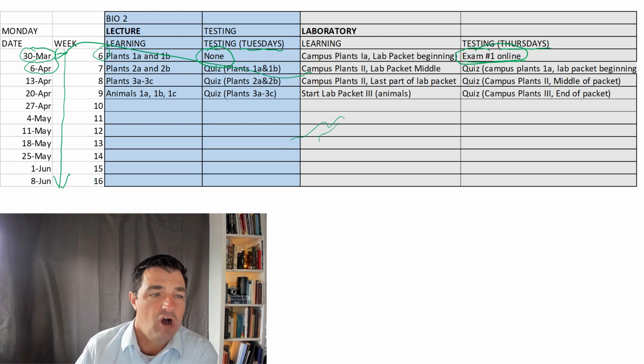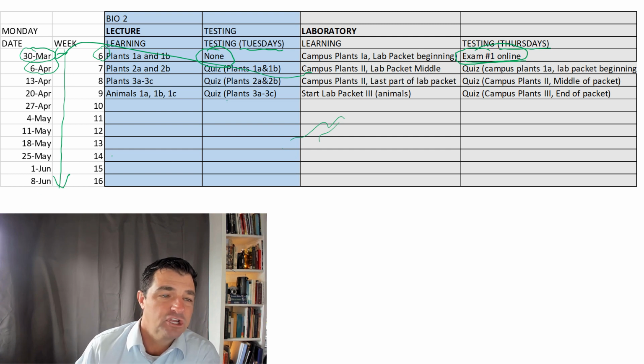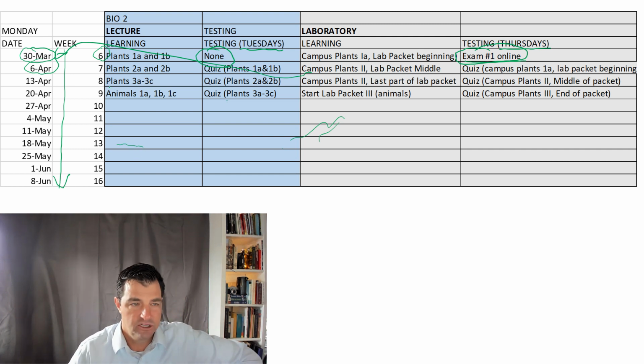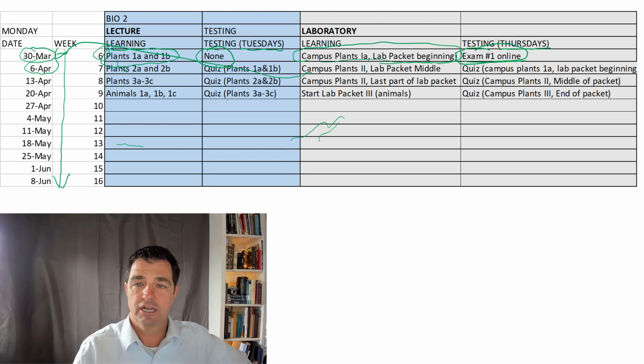Now, on week 6, you are supposed to have learned in lecture what I posted for Unit 1A, right here, Plants 1A and 1B. So that's the lecture material. Those are on my website. And for lab, you should be learning Campus Plants 1 and the lab packet. I'm just going to call it the lab packet beginning. I made a little video on what you needed to know from the lab packet.